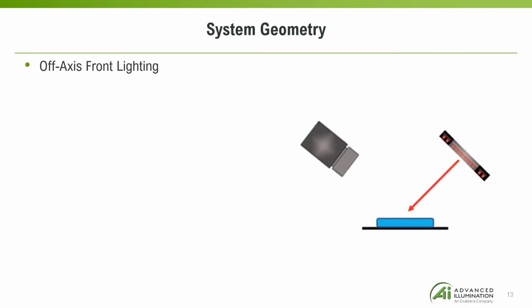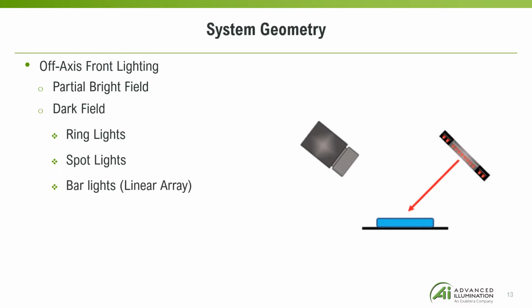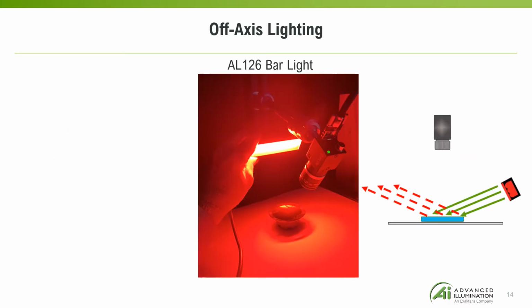The second broadly defined system geometry is off-axis front lighting. Off-axis lighting can be broken down into two subcategories of lighting, partial bright field and dark field. This type of lighting generally consists of ring lights, spotlights, and bar lights. Bar lights, or linear array lighting, provide uniform illumination.